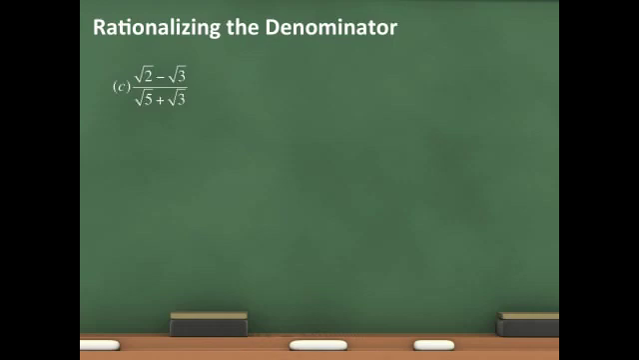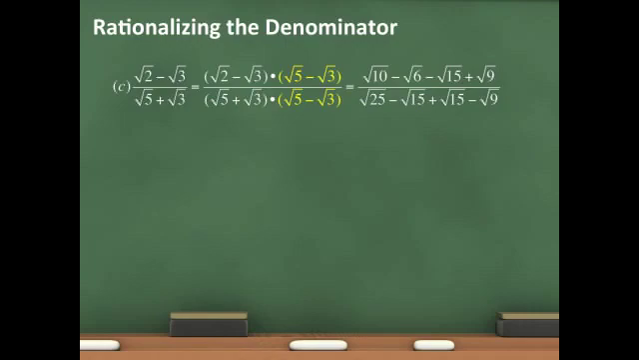This time we have binomials containing radicals in both the numerator and denominator. However, we are only concerned with binomials in the denominator which contain radicals. We begin by multiplying both the numerator and denominator by the conjugate, the square root of 5 minus the square root of 3. Again, we use the distributive property to multiply in both the numerator and denominator.